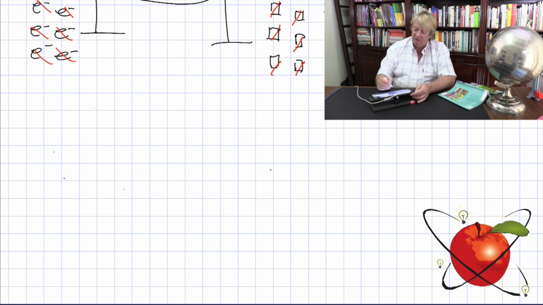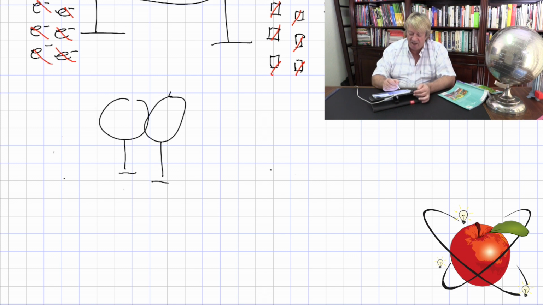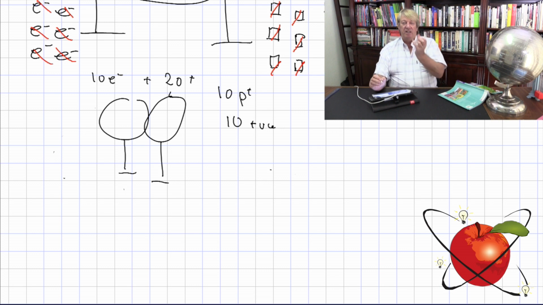What have we done? We have put these two together. Now what are we left with? What has happened is that 10 is cancelled out. So we started off, remember, with 10 electrons plus 20, let's say, protons, which gives us a total of 10 protons. In other words, 10 positive areas. Well, what happens here is they spread out evenly, don't they?